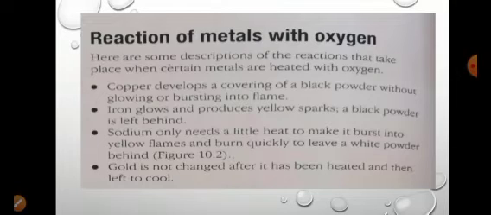Reaction of metal with oxygen. Here are some descriptions of the reactions that take place when certain metals are heated with oxygen. Carbon develops a covering of black powder without glowing or bursting into flame. Iron glows and produces yellow sparks. A black powder is left behind. Sodium only needs a little heat to make it burst into yellow flame and burn quickly to leave a white powder behind. Gold is not changed after it has been heated and then left to cool.